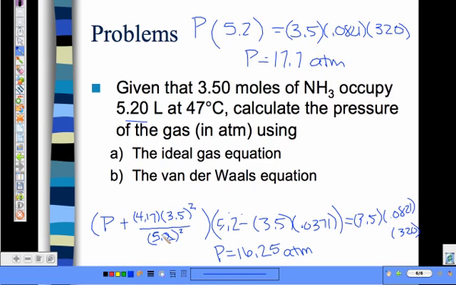n is the number of moles, right? Not molar mass. Right, n is number of moles. And then you subtract this one. Is that what you got? Good deal.